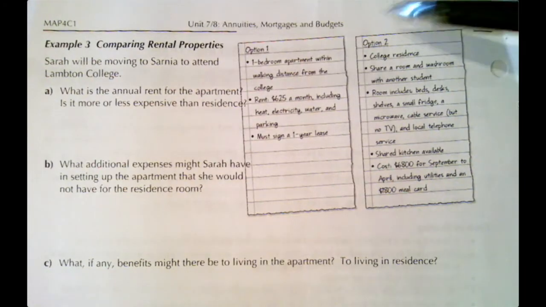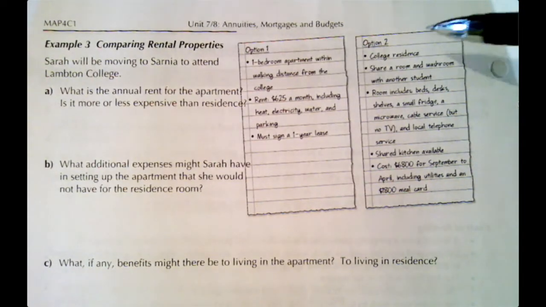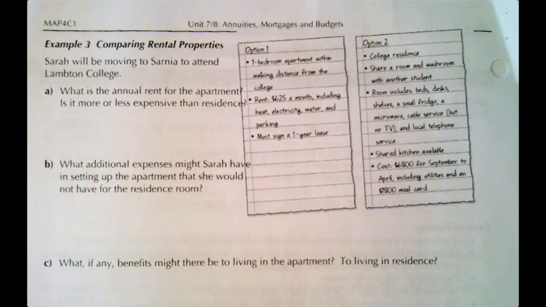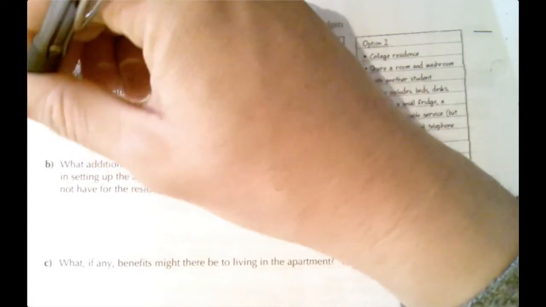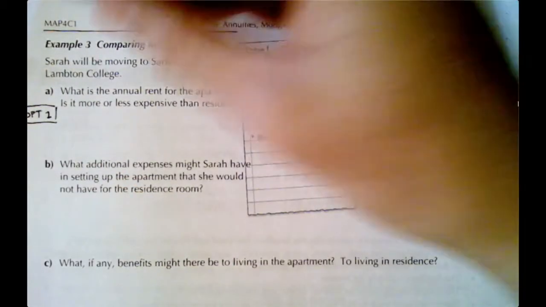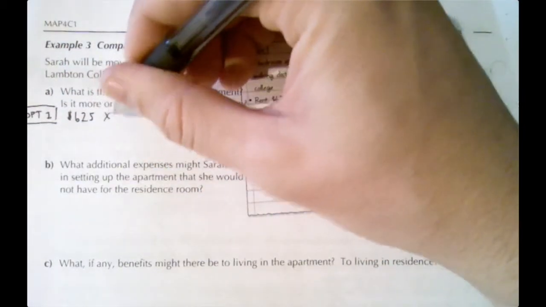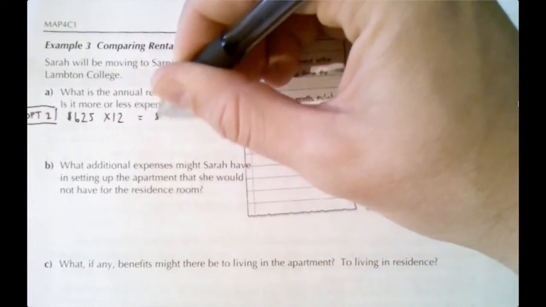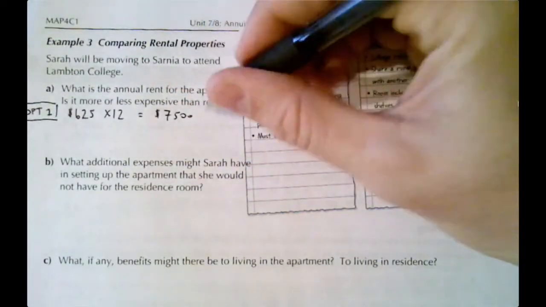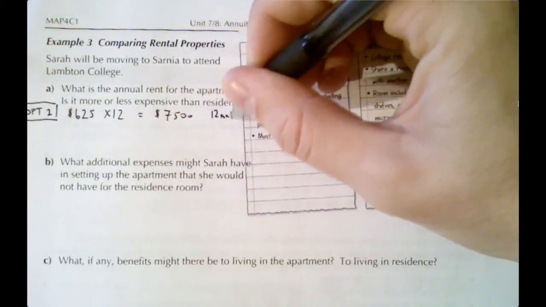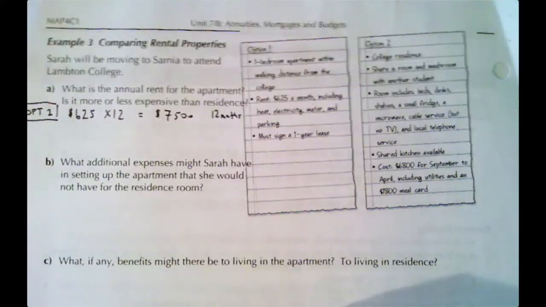So the first thing we would want to compare is how much it's going to cost to actually rent these 2 options. So what's the annual rent of the apartment, and is it more or less expensive than residence? Well, let's take a look. In option 1, you're paying for this apartment for the entire year. So you're doing the $625 every month for 12 months. And that would be $7,500. But again, 12 months.